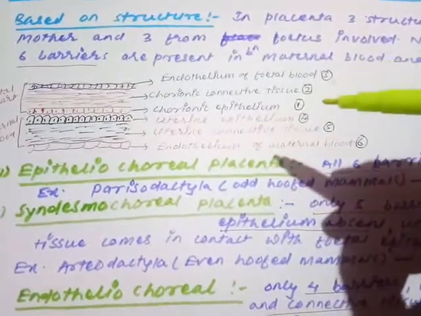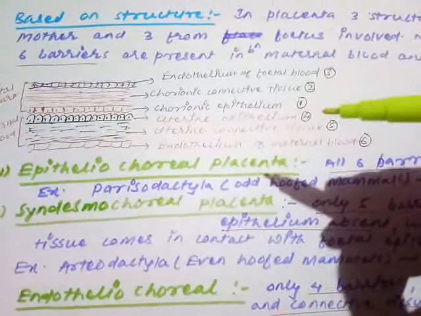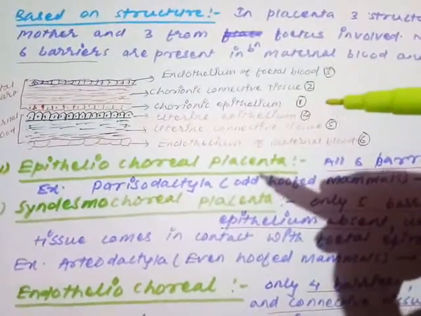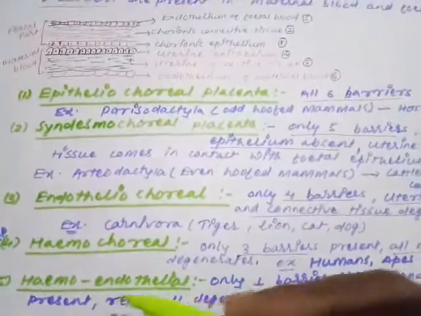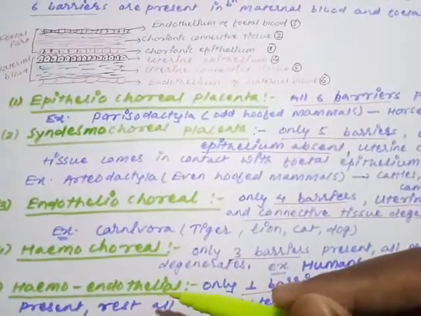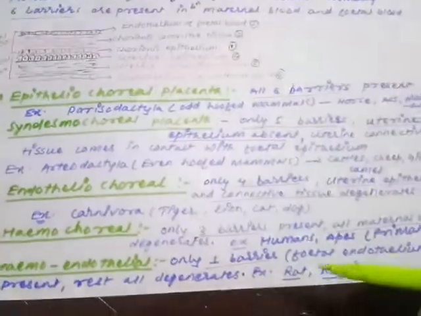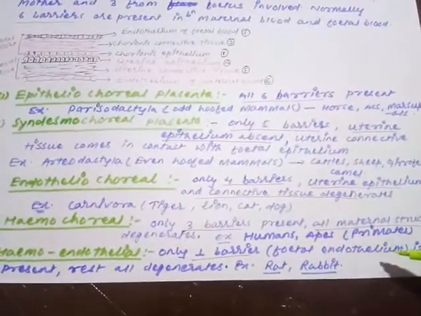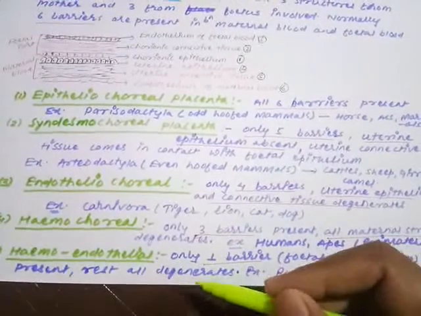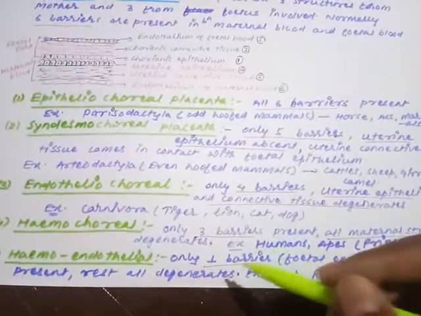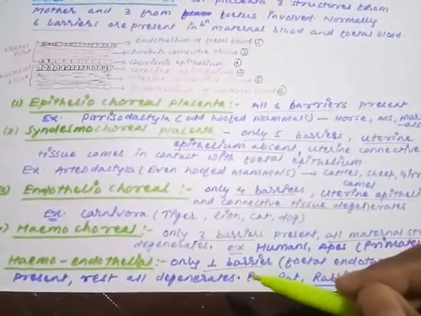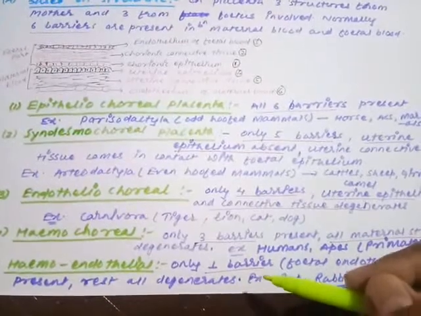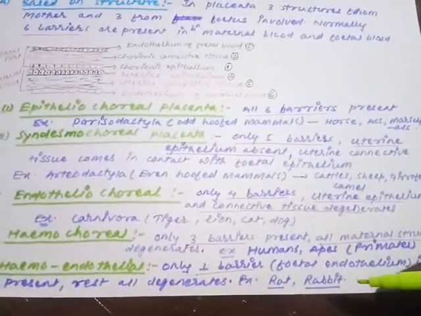आर यू गेटिंग माई पॉइंट? मैटरनल ब्लड सीधे किसके कांटेक्ट में आएगा? इन द कांटेक्ट ऑफ द एंडोथेलियम ऑफ द फीटल ब्लड. सो दिस इज व्हाई दिस इज कॉल्ड एज हीमो एंडोथेलियल. Maternal blood will come into contact with the endothelial layer of the fetal blood vessel. So only one barrier is present, that is the fetal endothelium. All the rest of the structures are degenerated. 5 layers are degenerated, only one barrier layer is present, that is the endothelium of the fetal blood vessel, present in the rat and rabbit. That is a very unique case.